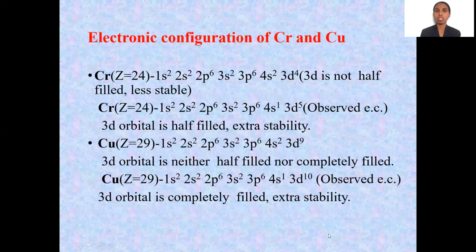What is the reason? So here is the reason. See, electronic configuration of chromium and copper. So chromium has the atomic number 24. So the electronic configuration will be 1s2, 2s2, 2p6, 3s2, 3p6, 4s2 and 3d4. That will be the expected electronic configuration as we see in the rules.